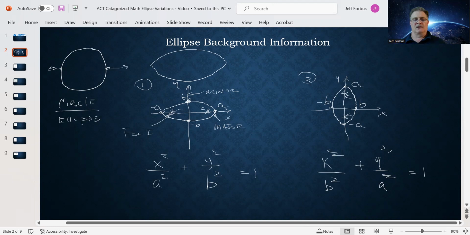Okay, now, there's one other equation that's important, and you need to know how to calculate the foci. So to calculate the foci, we're going to say c squared is equal to a squared minus b squared. So the major minus the minor. I'm going to show you how to use all these equations in the problems that are coming up. Okay, let's move on to the problems.